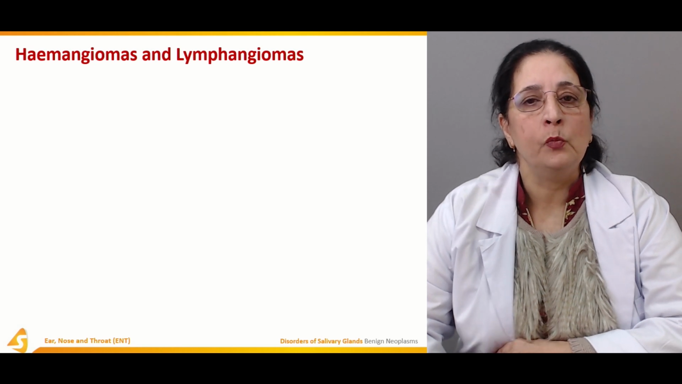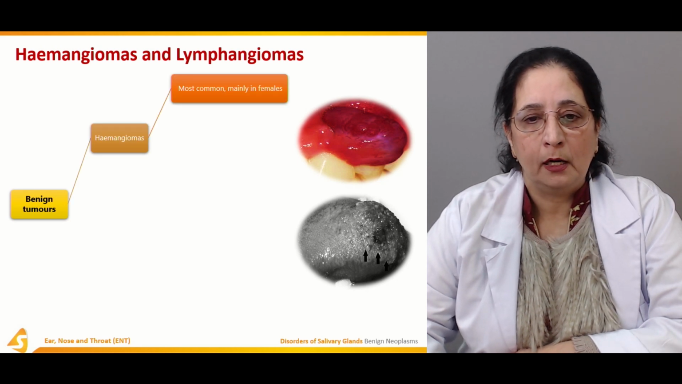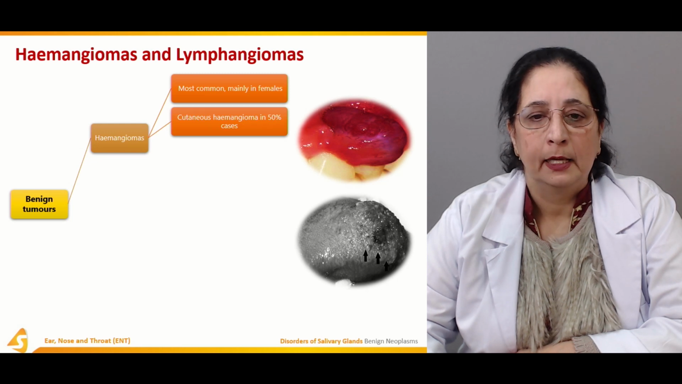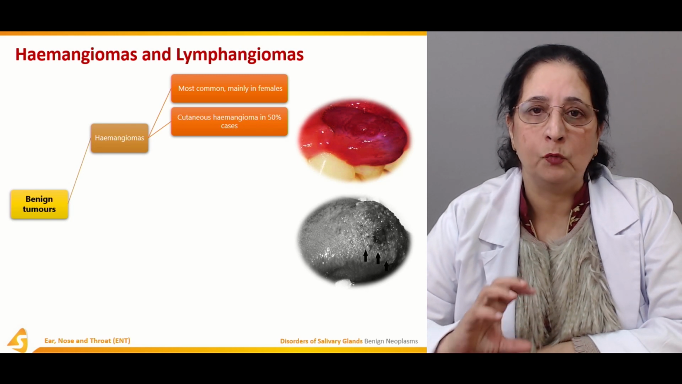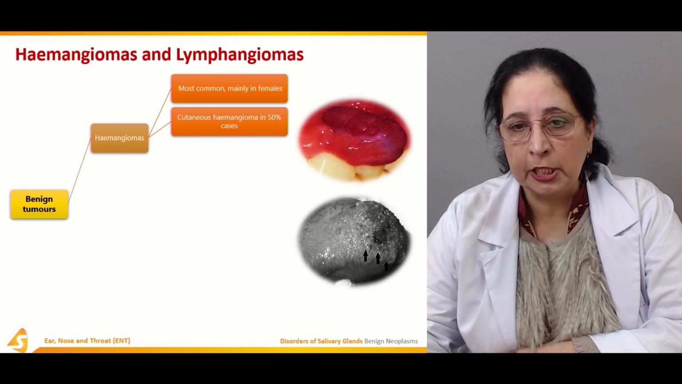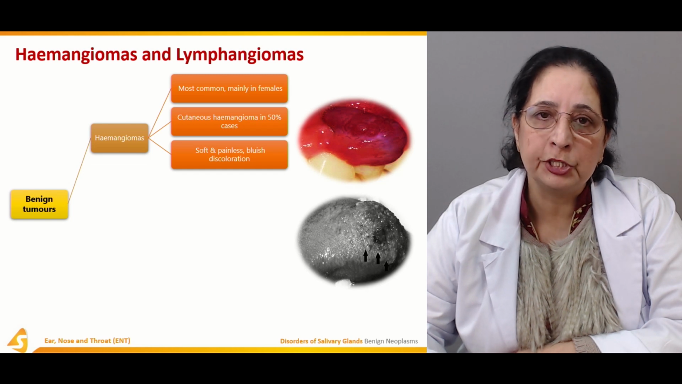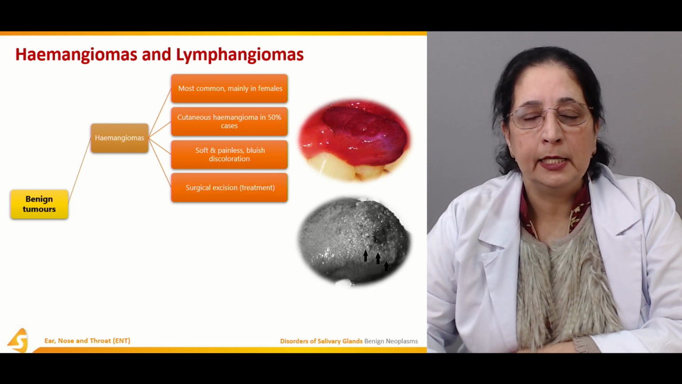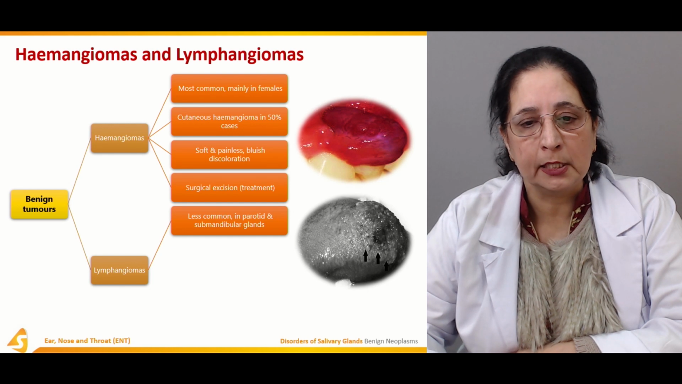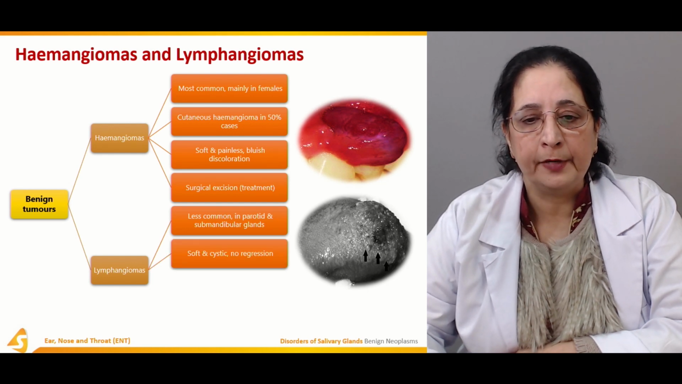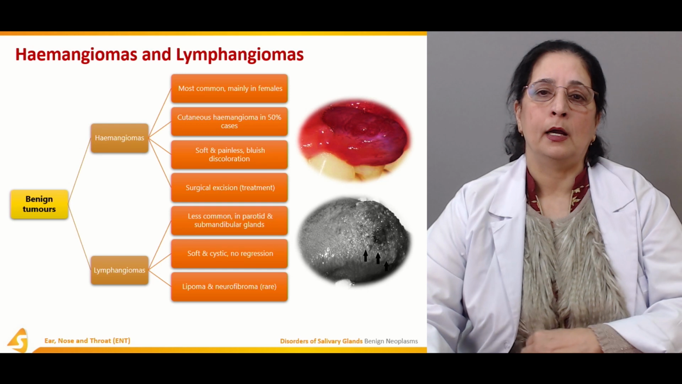Then we have hemangiomas and lymphangiomas. Hemangiomas are most common in females. Cutaneous hemangioma, in 50% of the cases the skin is involved, that's the cutaneous hemangioma. Soft and painless bluish discoloration. Surgical excision is the treatment. Then we have lymphangiomas, less common in the parotid and submandibular gland, soft and cystic, no regression. Lipoma and neurofibroma are rare.